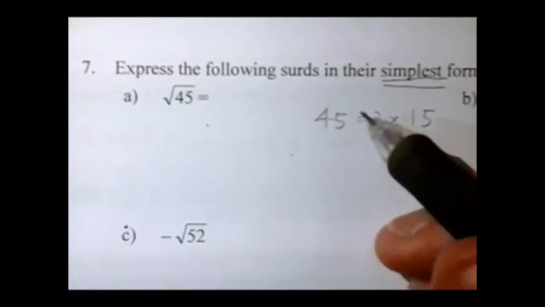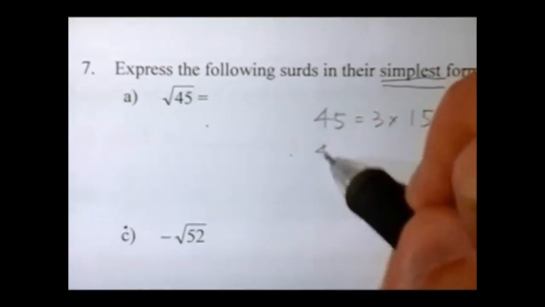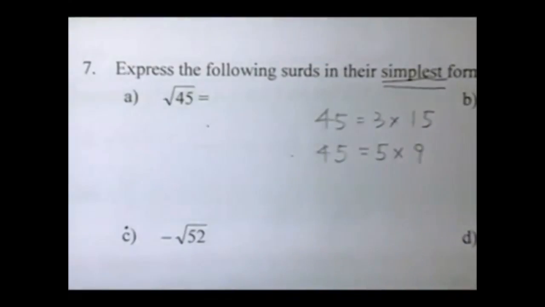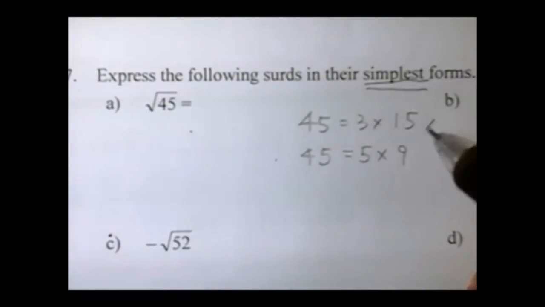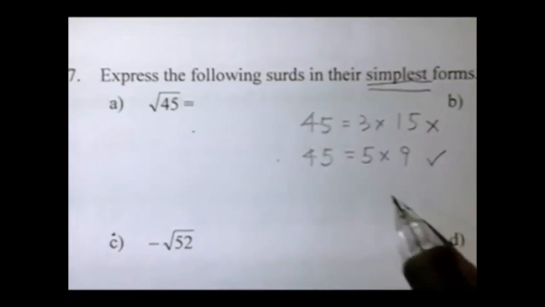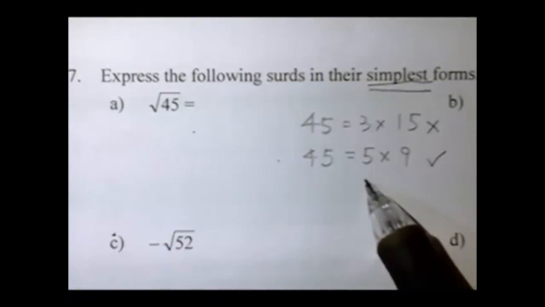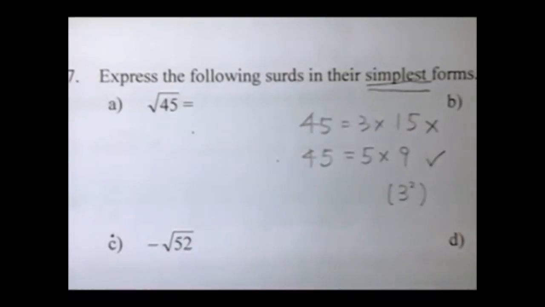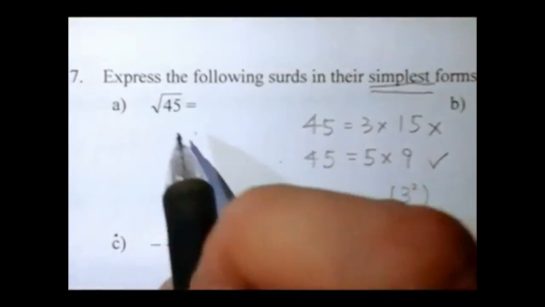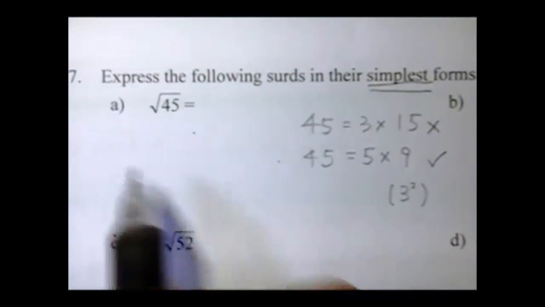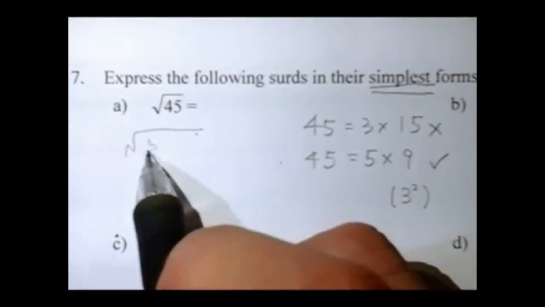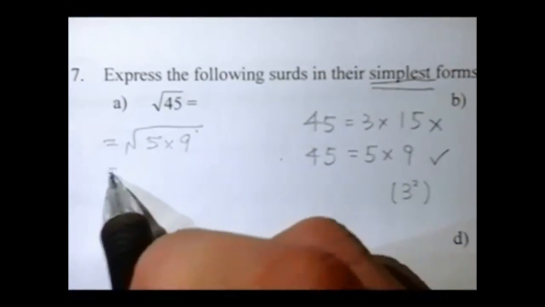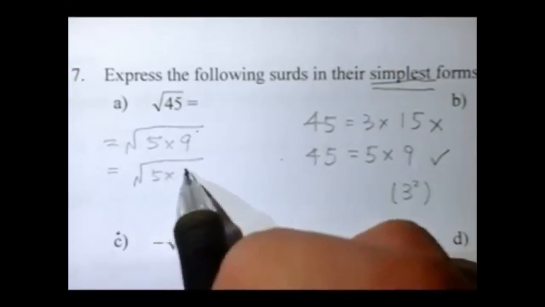Okay, 45 cannot divide by 4, but 45 can divide by 5. So that's why it's equal to 5 times 9. This one is not possible, but this one is possible, because 5 is not any number's square, but 9 can be written as 3 squared. So by expressing it this way, root 45 is equal to root of 5 times 9, and 9 can be written as 3 squared.